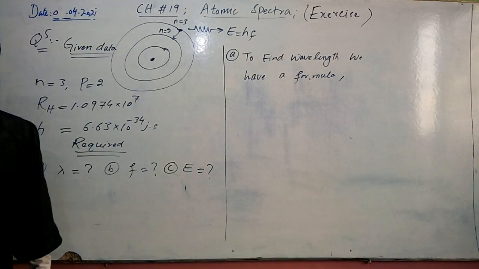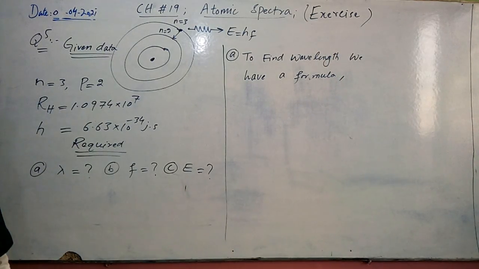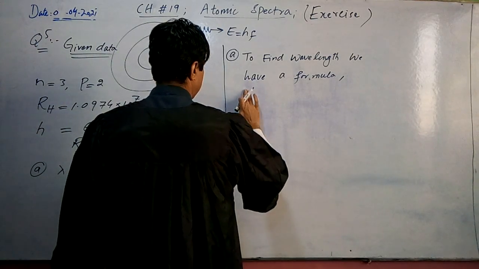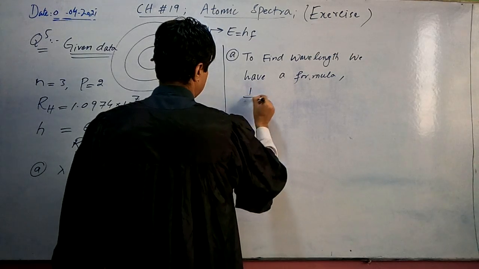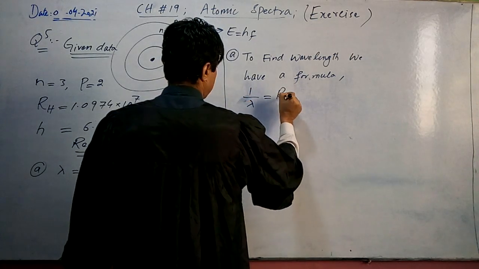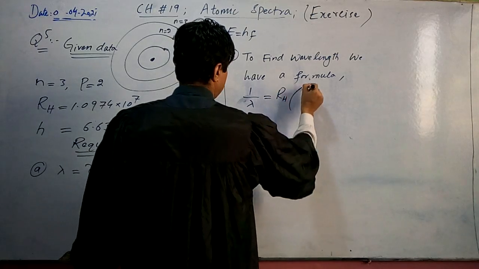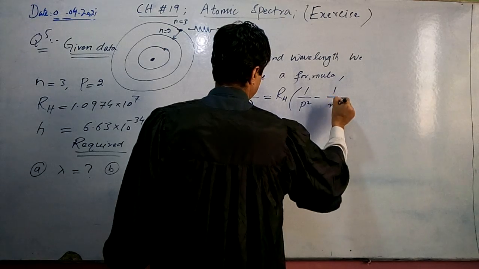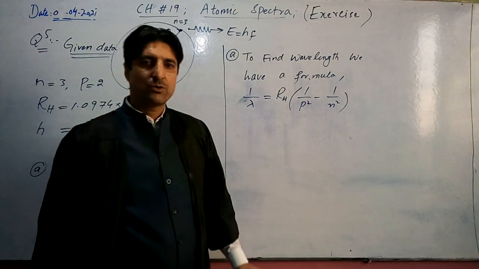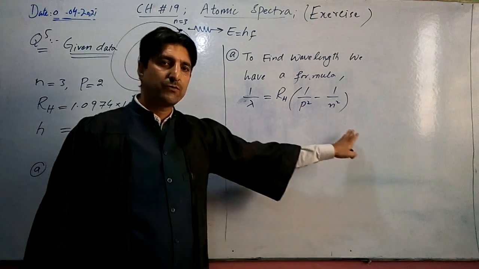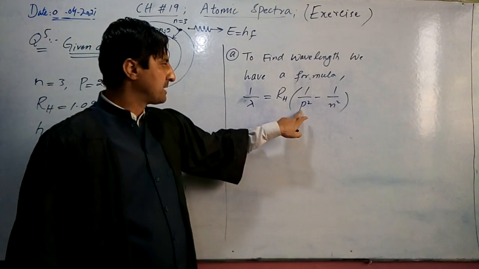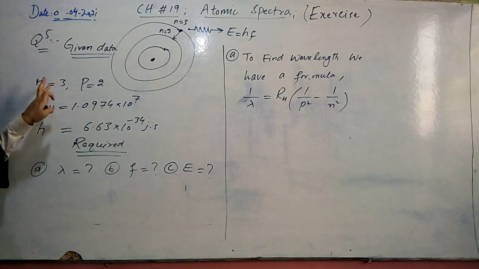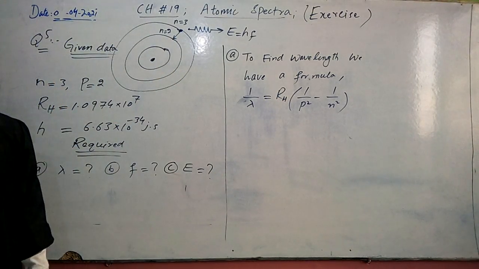1 upon lambda is equal to RH, Rydberg's constant, into 1 upon p square, lower energy orbit, minus 1 upon n square, higher energy orbit. So dear students, simply we have to put the value of the Rydberg constant, and instead of p we have to put 2, and then instead of n we have to put 3. So we can find the wavelength.